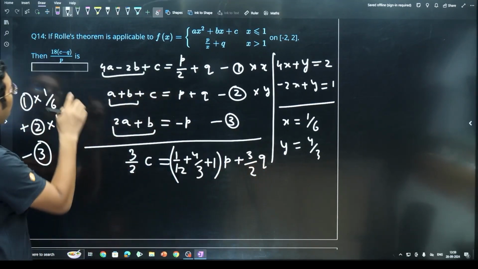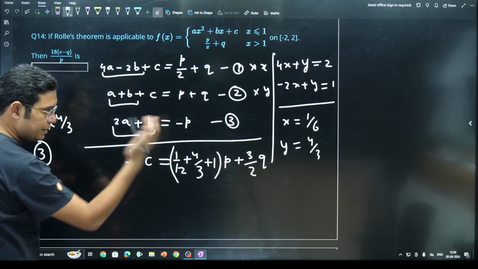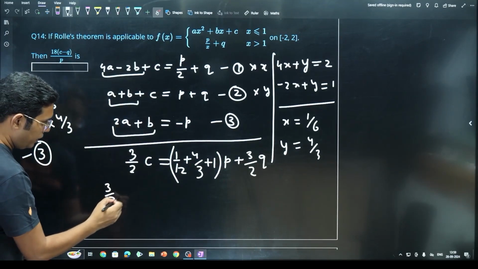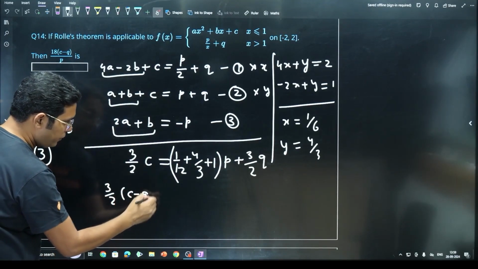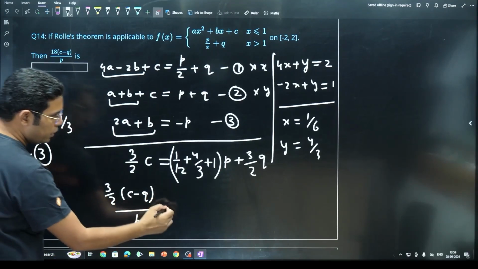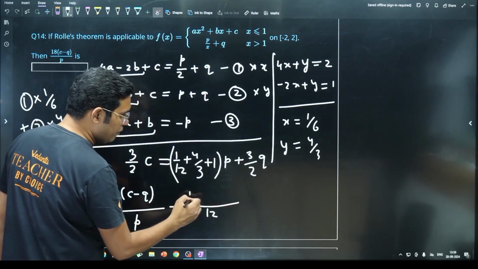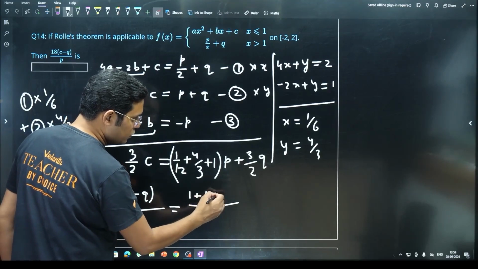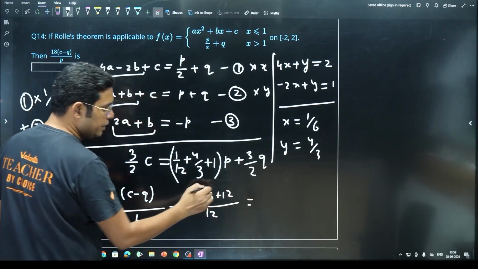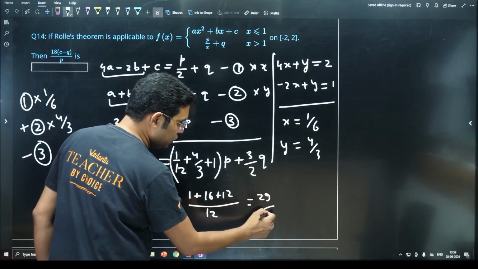Okay, now I need to know c minus q. So I'll bring this here. 3 by 2 common, c minus q, divided by p also we need. So it will become equal to the sum of this thing. That means if I take LCM 12, it will be 1 plus 16 plus 12. So that becomes I think 29 upon 12.